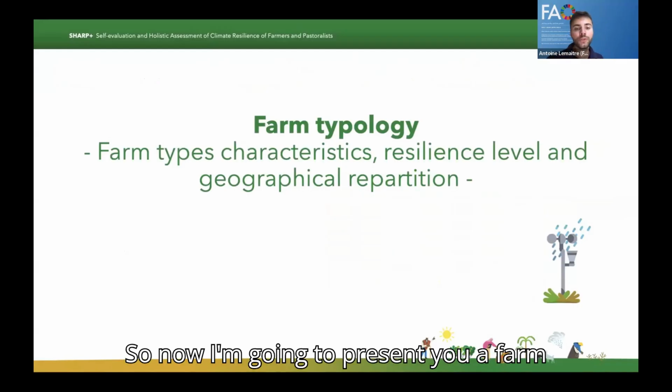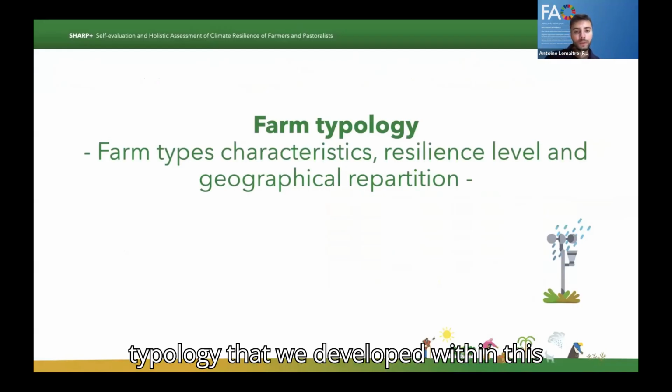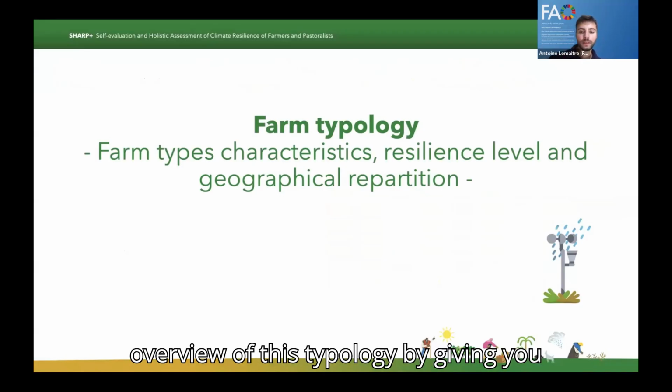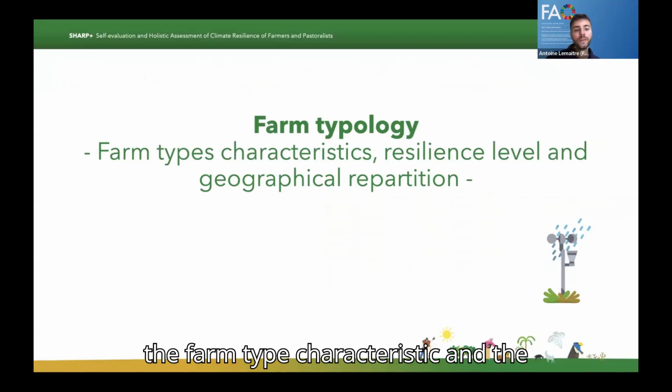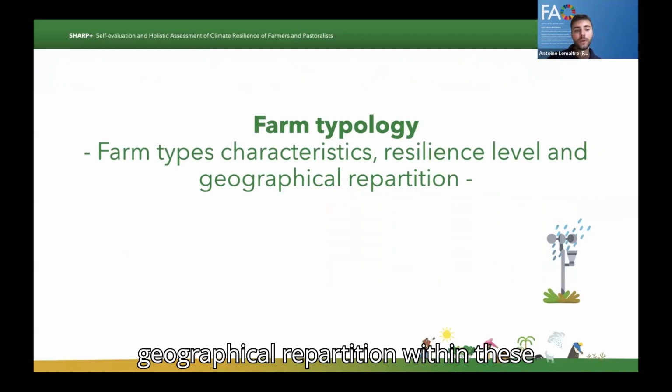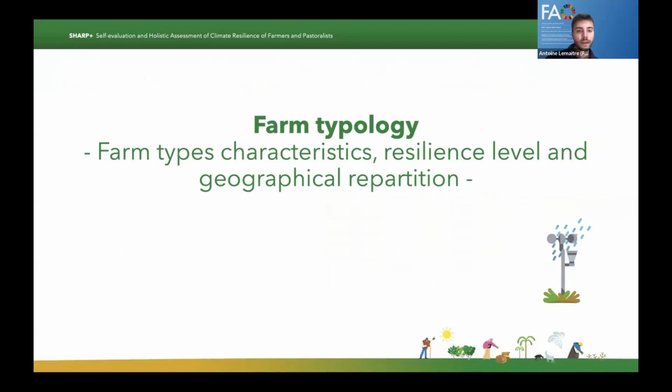So now I'm going to present you a farm typology that we developed within this project. I'm going to give you an overview of this typology by giving you the farm type characteristics and their resilience level, and also their geographical repartition within these 8 provinces.